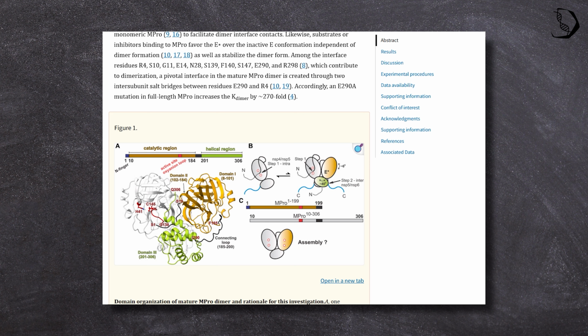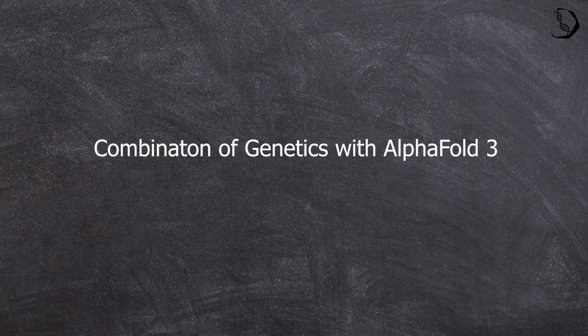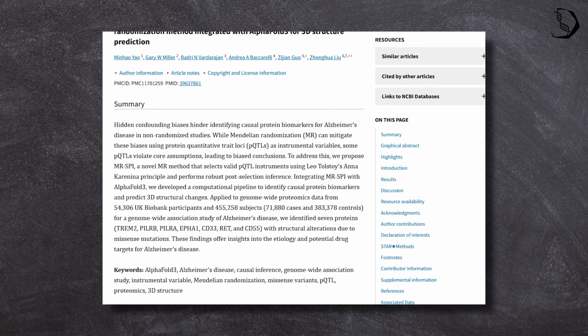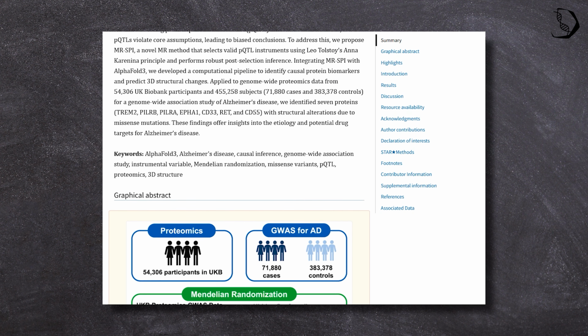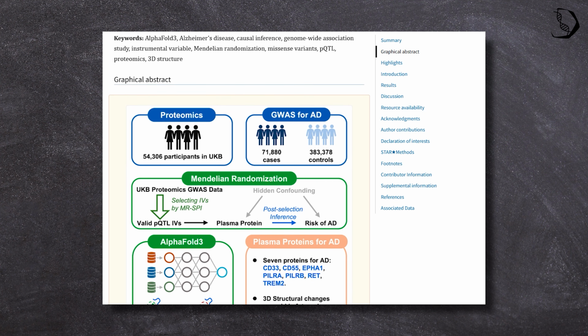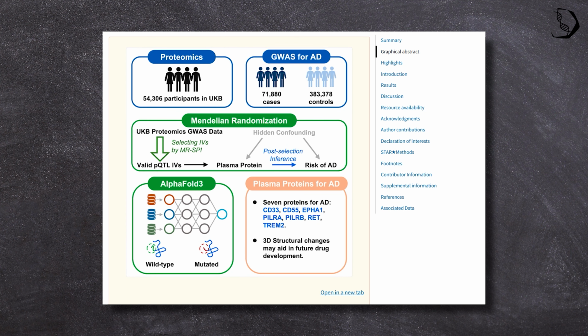Very important: you can also use AlphaFold 3 in combination with genetics. If you want, for example, a prediction of a structural change based on a mutation. This, for example, Yao et al. did for improving our understanding of Alzheimer's disease. They wanted to understand how mutations affect the misfolding and the aggregation of the beta protein, which is a hallmark of the pathology of Alzheimer's disease.